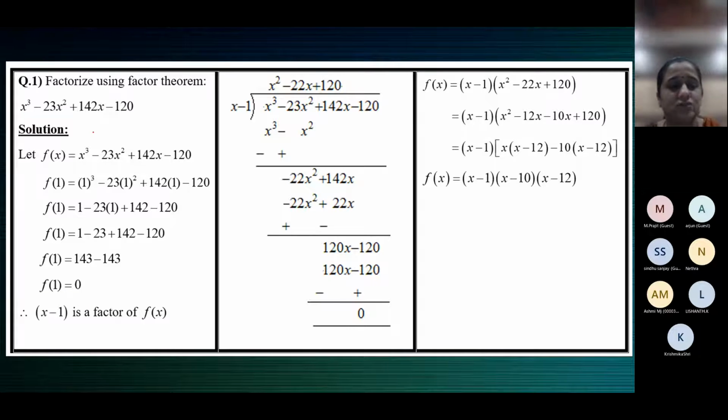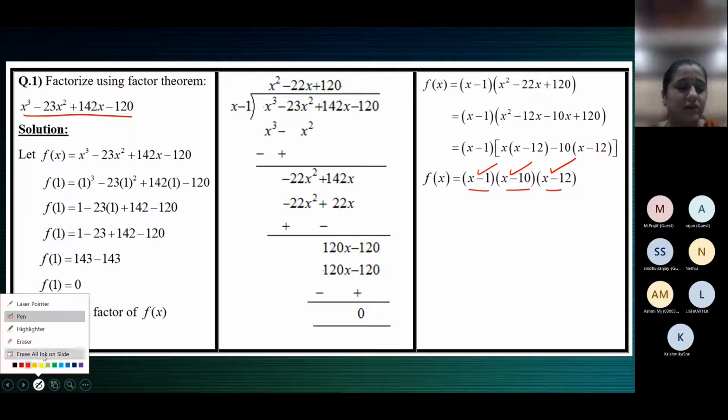Now we need to factorize using factor theorem. Factorize meaning we know that a cubic polynomial can have a maximum of 3 factors. We need to factorize this cubic polynomial, meaning find its 3 factors. So see here, at the end of the answer, we found the 3 factors. X minus 1, x minus 10, and x minus 12 are the 3 factors of this given cubic polynomial. So factorize meaning find the factors of the polynomial.